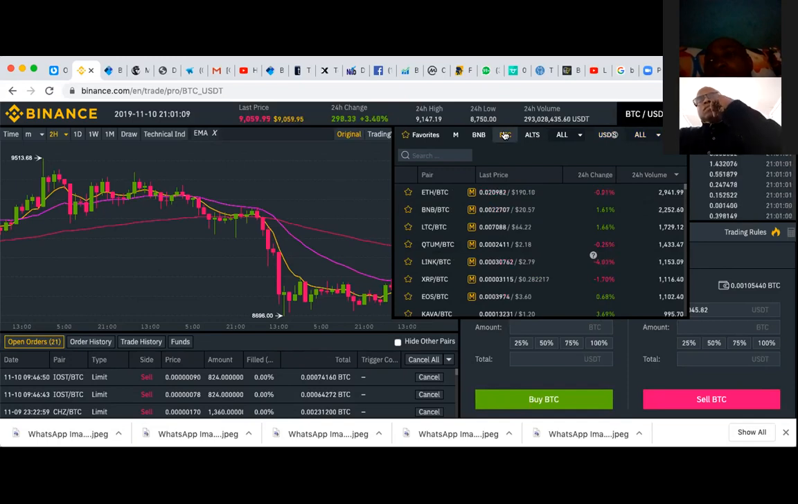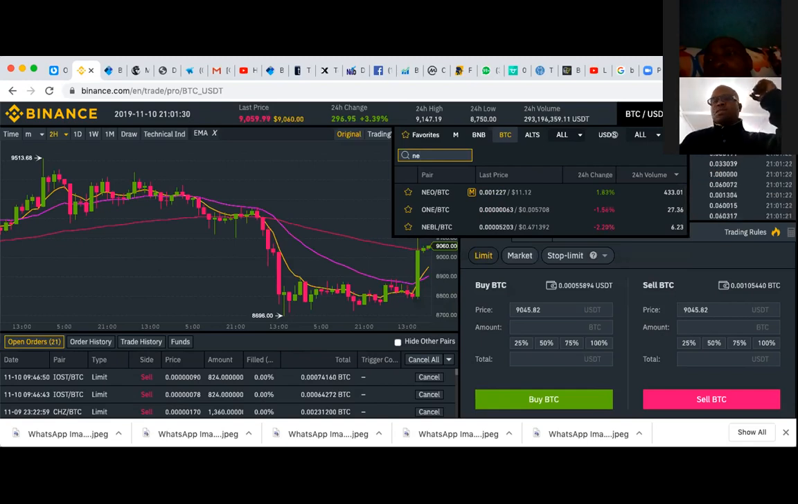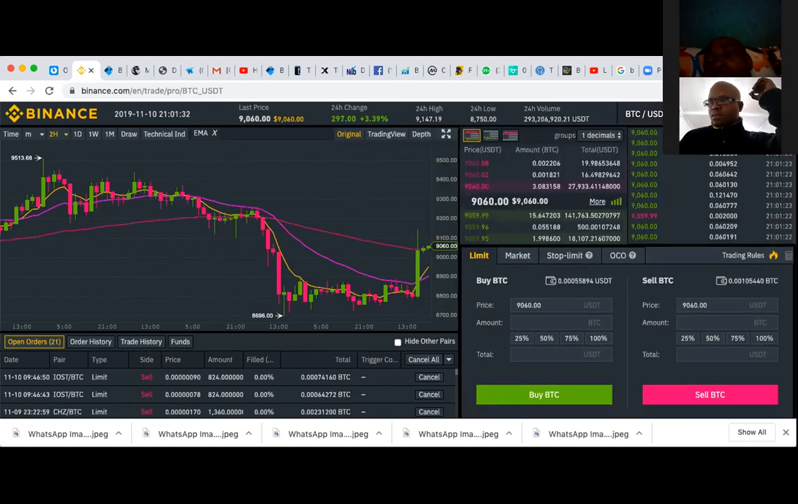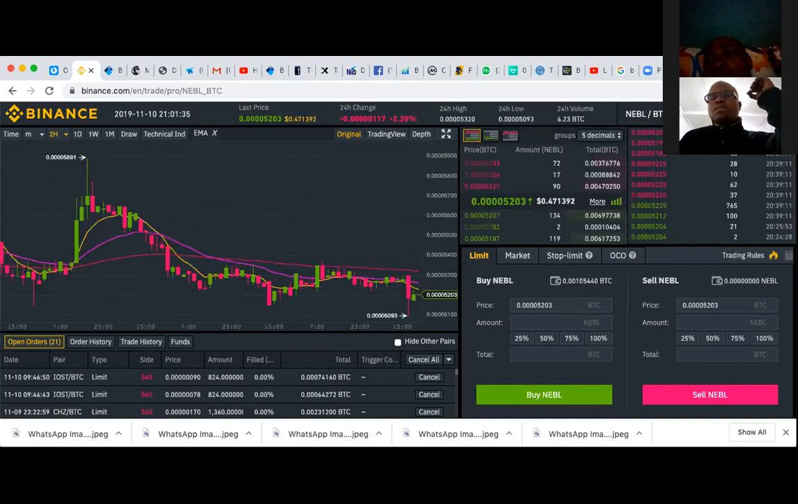Why am I clicking on BTC here? I'm clicking on BTC here because BTC was the denominator, the main money you're going to use to buy different coins. So having done that, I click and search. Okay, assuming I want to buy Nebel coin. So I type whatever is the acronym. Please, when you are buying a coin, you need to know the acronyms or what we call code of coins. If you type the full name, you may not see it in the search button here.